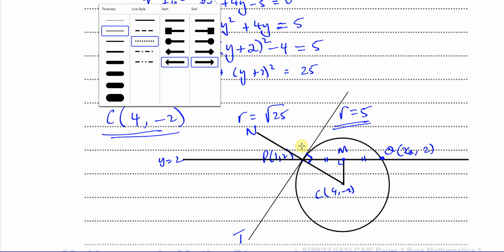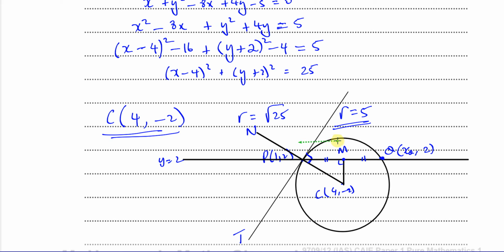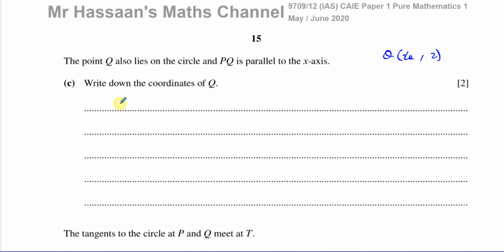Okay, the distance between P and M is the same as the distance between M and Q, horizontally. So the distance between P and M horizontally is the difference between 1 and 4. This is going to be 3, so that distance must also be 3. If we think about it, we have P, 1, 2, M, and we have Q.